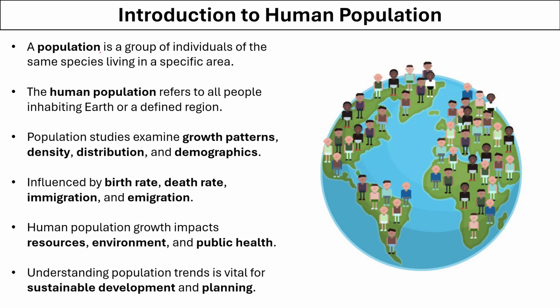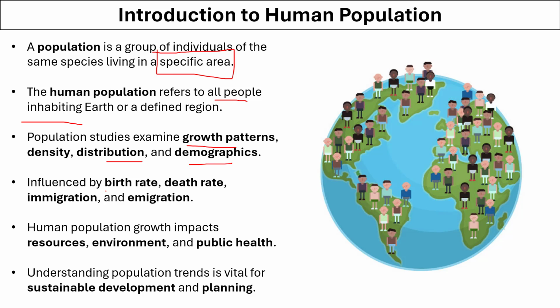Population is a group of individuals of the same species living in a specific area. So the population of human beings in America or the population of kiwis in Australia, that's how you define population. Human population refers to all people inhabiting planet Earth, or you can talk about specific regions. Population study examines the pattern of growth, density of population, distribution of population, and demographics.